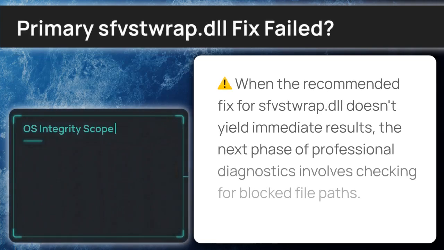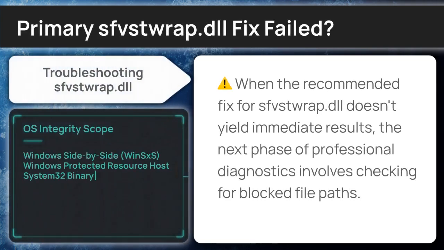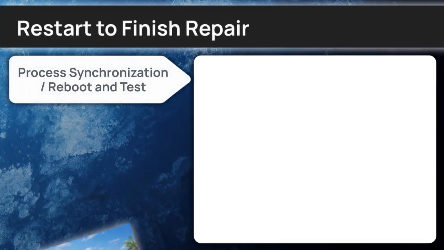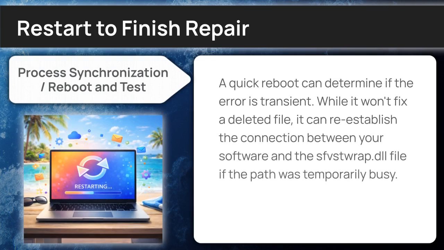If the setup package didn't provide a resolution, we need to look under the hood at how your system handles current session configurations. A full system restart ensures that no background processes are currently locking the Sfvstwrap library file. A fresh boot allows Windows to reinitialize its library map from a clean state.